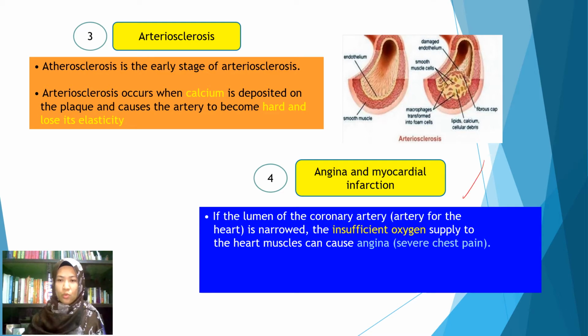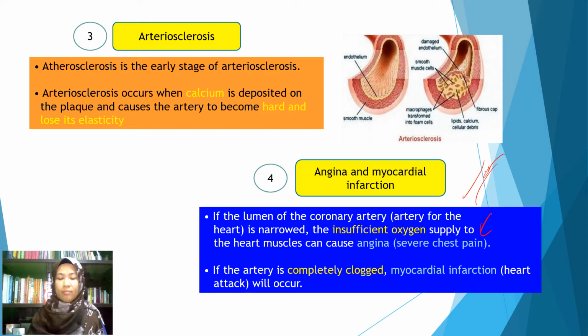becomes narrow. So the artery becomes narrow, maybe because of the presence of plaque, maybe a blood clot. So less oxygen will be supplied to the muscle cells. So this will cause angina, the severe chest pain. And if the coronary artery is completely clogged, betul-betul tersumbat, the heart attack will occur. Serangan jantung akan berlaku. Nama saintifik ataupun istilah medical, myocardial infarction. So pada jantung, kalau memang tersumbat terus arteri ini, boleh dapat heart attack.